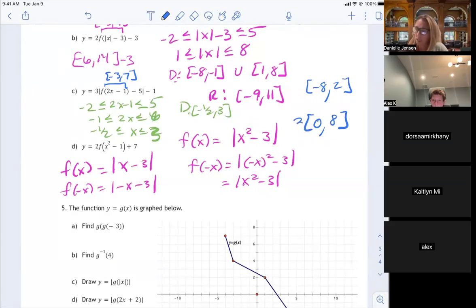And then I multiply by 3 and subtract 1. So this will end up being negative 1 to 23. Is that good?